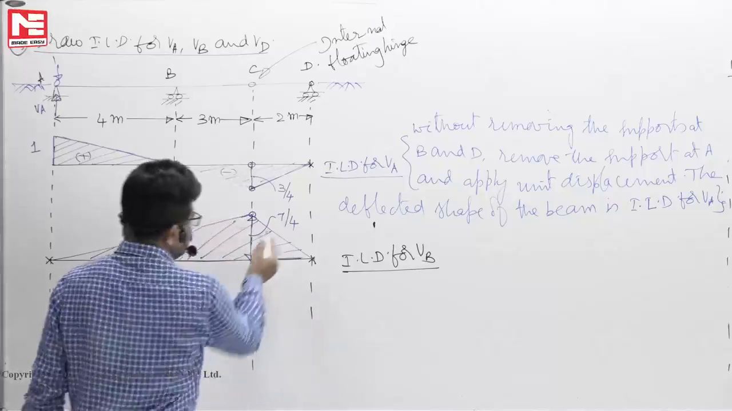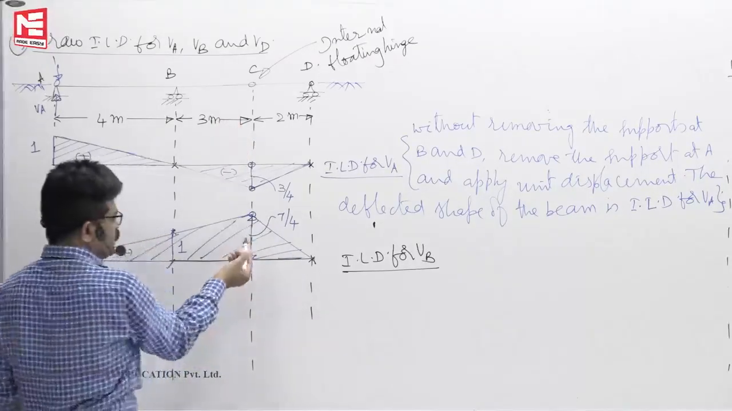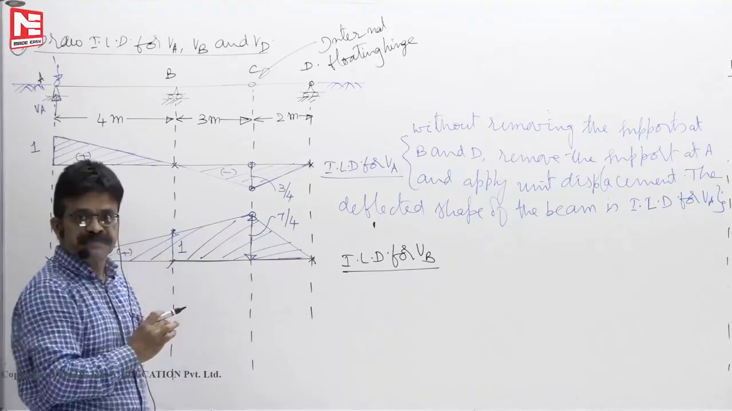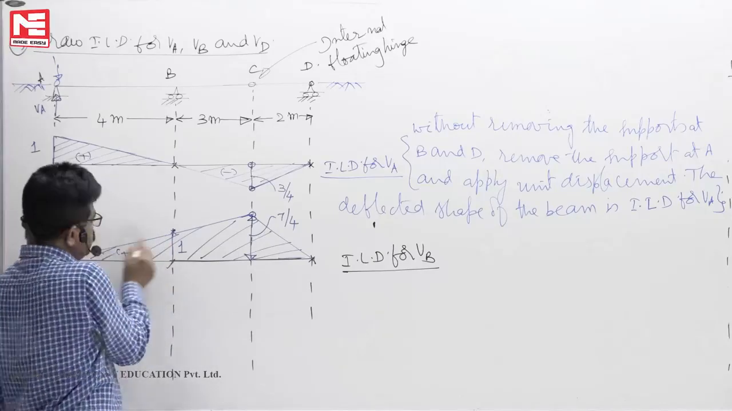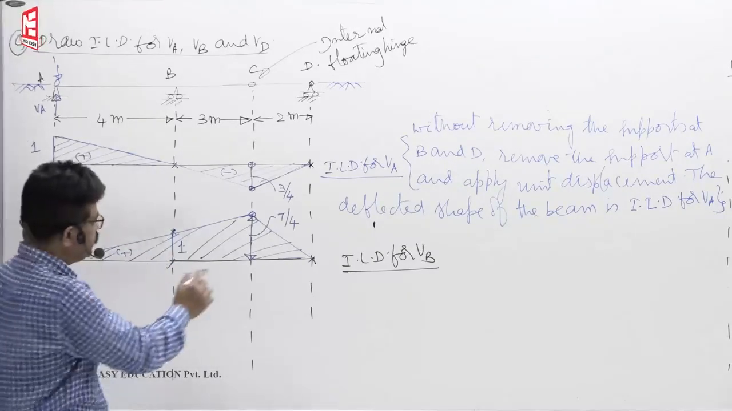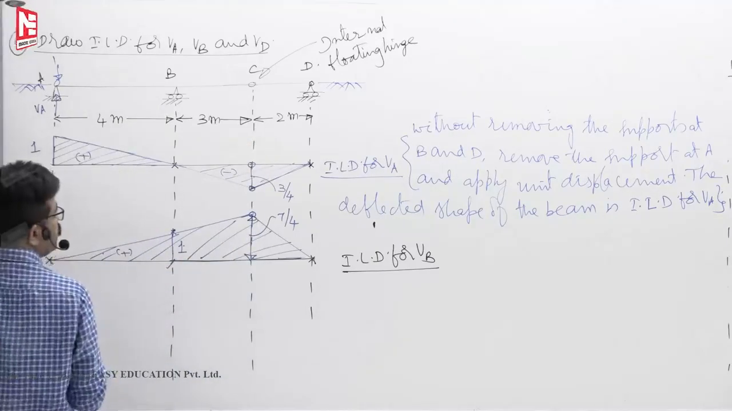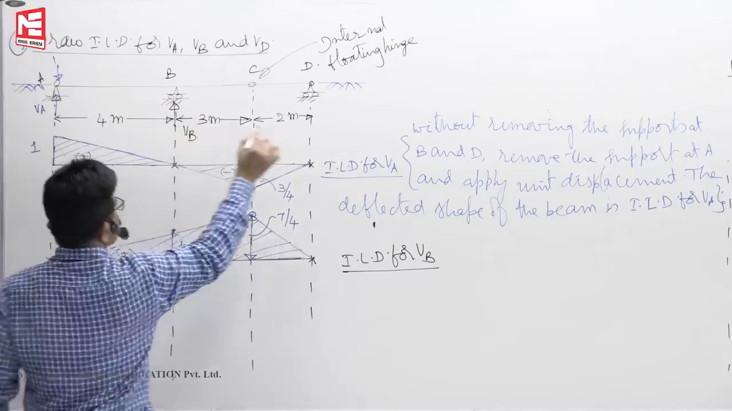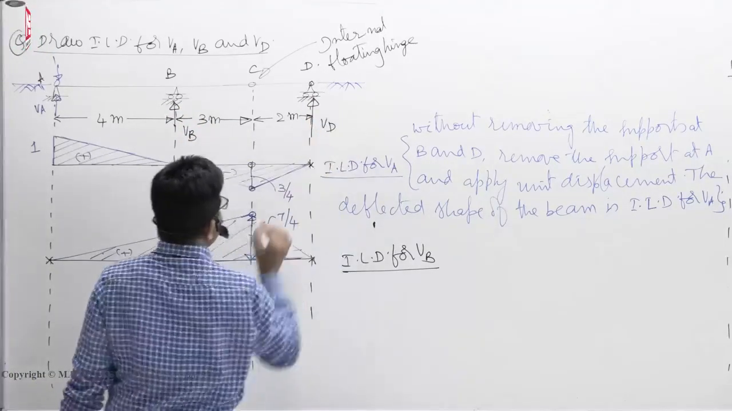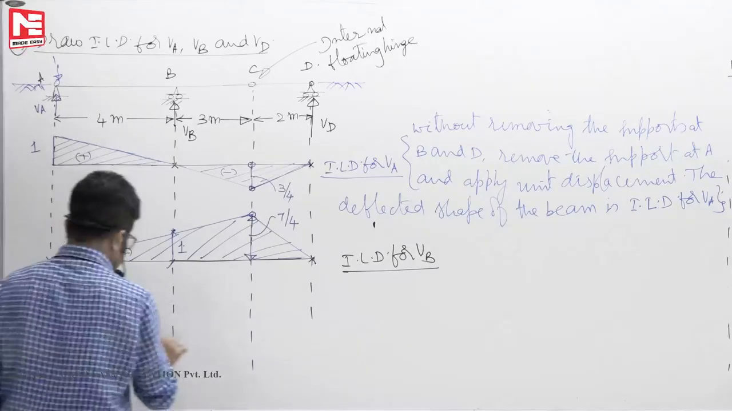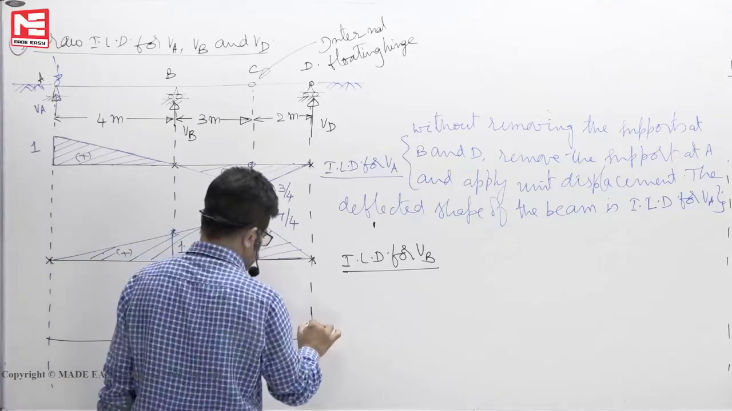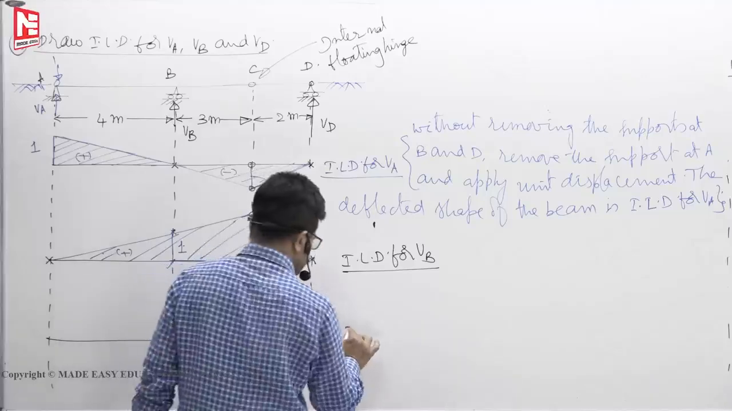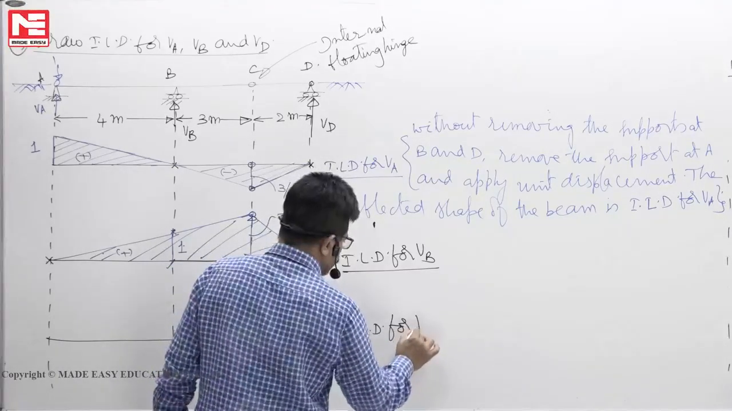Okay, now you see 7 by 4 is 1.75. This is what you have learned in SM. Here also ILD comes like this. Put the loads in this zone, you will get reaction at B maximum. And load somewhere here means reaction at B is relatively less. So this is ILD for VB. Then ILD for VD, vertical reaction at D. Here there is VB, there is VD. If I want to draw ILD for reaction at D, ILD for VD.